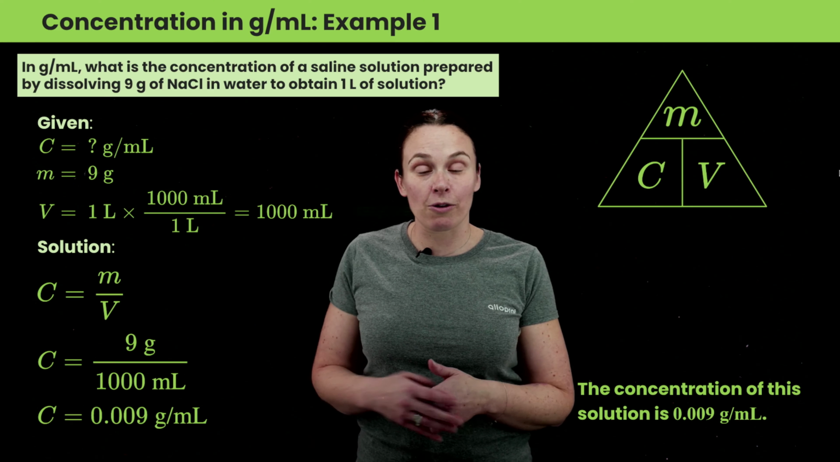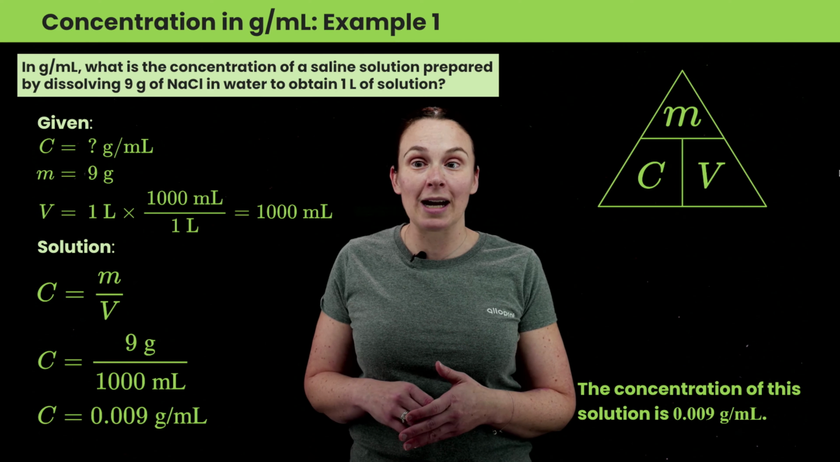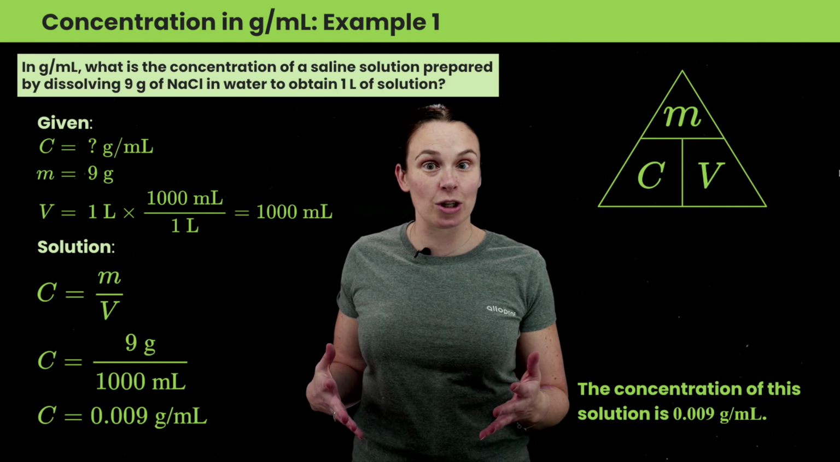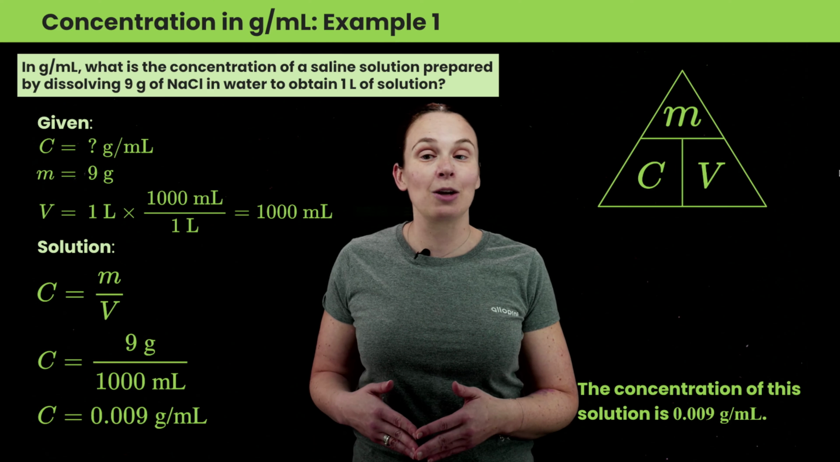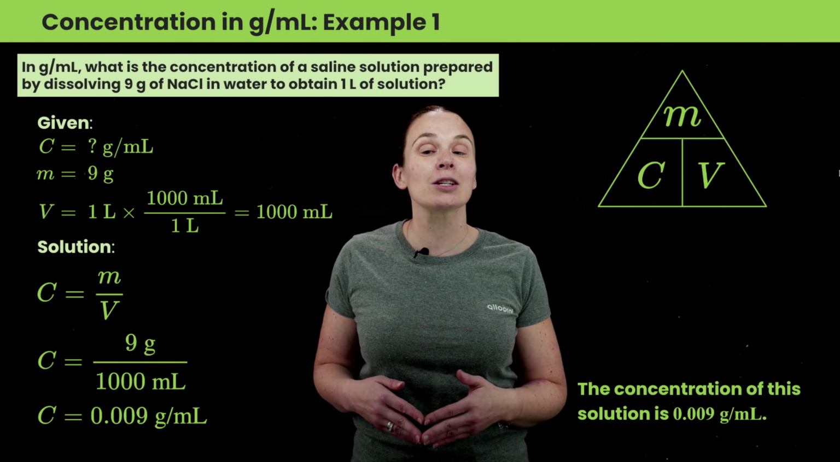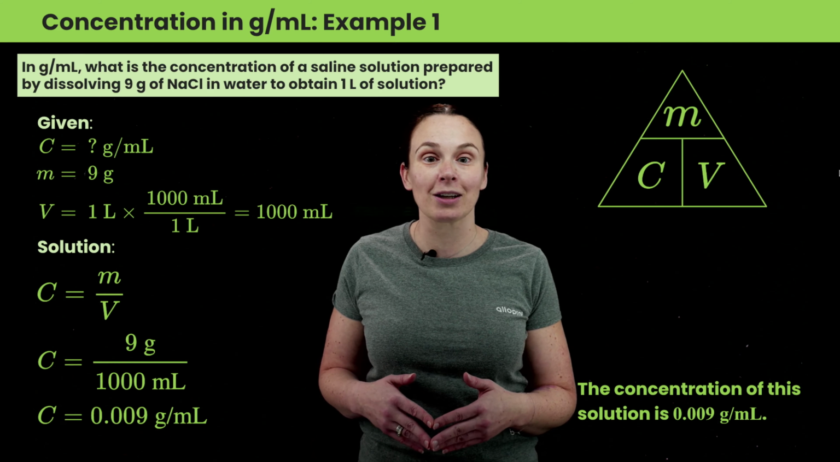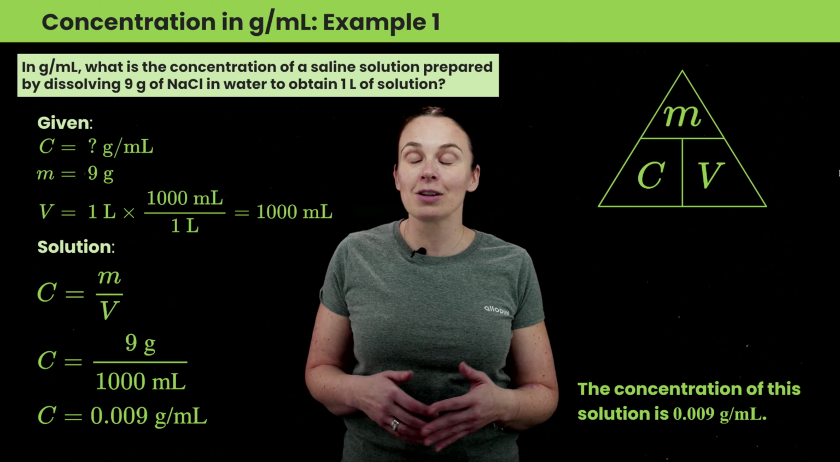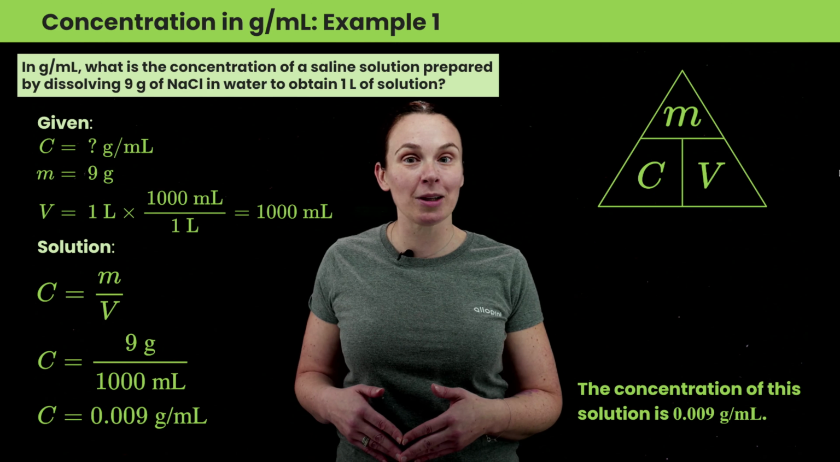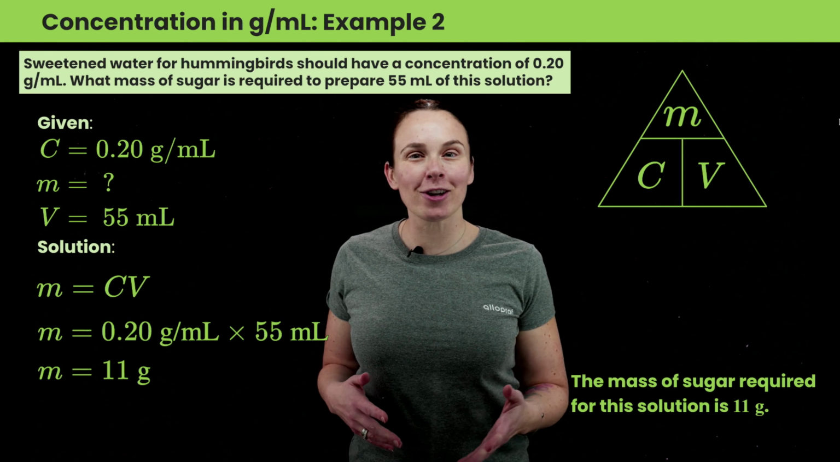So we use our formula. Concentration is equal to mass divided by volume. We're looking for concentration. So 9 grams divided by 1,000 milliliters gives me 0.009 grams per milliliter. So the concentration of the solution is 0.009 grams per milliliter. Let's go for a second example.